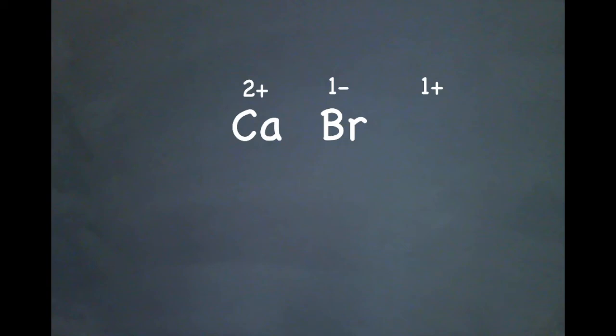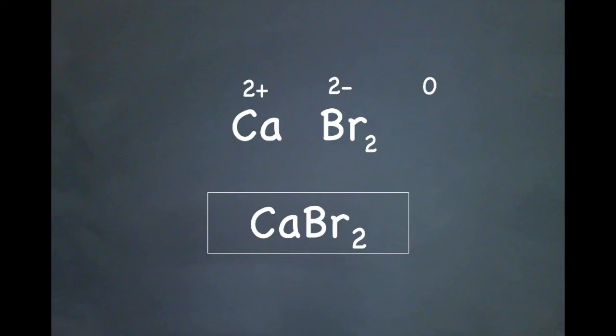We can make the formula neutral if we have two bromide ions. We'll write the subscript 2 here, and that's going to change our charge over the bromide ions to -2. So 2+ plus -2 gives us a net charge of 0. The formula for calcium bromide is therefore CaBr2. Note that we don't have to put a 1 subscript in for the calcium. Whenever we don't see a subscript, we just assume that there's only one ion.